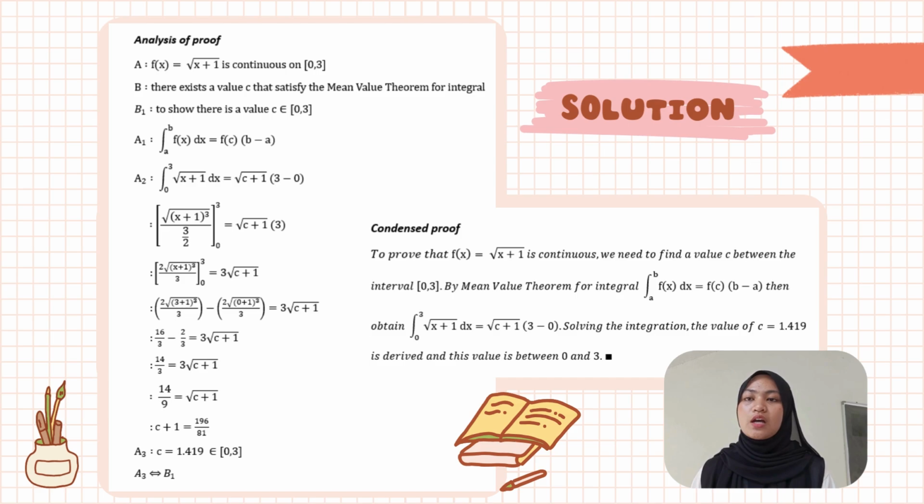For the condensed proof, to prove that f(x) equals the square root of x plus 1 is continuous, we need to find a value c in the interval [0, 3] by the mean value theorem for integrals: the integral from a to b of f(x) dx equals f(c) times (b minus a). Then, from the integral, we substitute the numbers 3 and 0, so it is going to be the integral from 0 to 3 of f(x), which is the square root of x plus 1, dx, equals the square root of c plus 1 times (3 minus 0). Solving the integration, the value c equals 1.19 is derived, and this value is between 0 and 3.